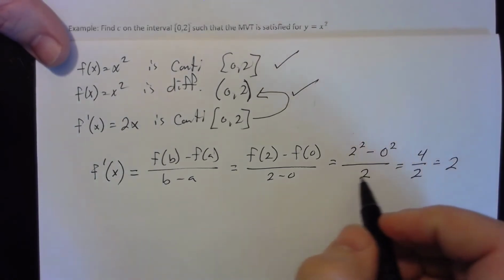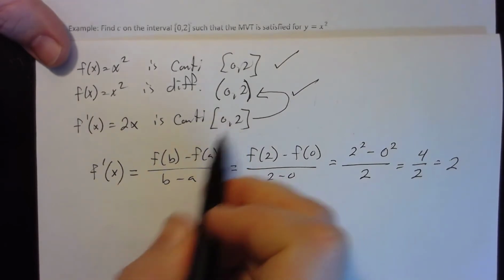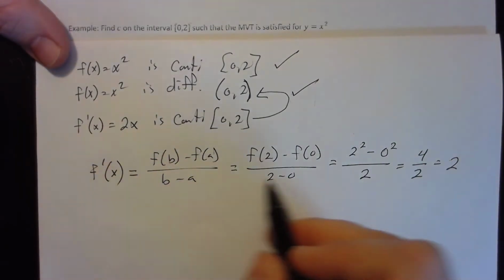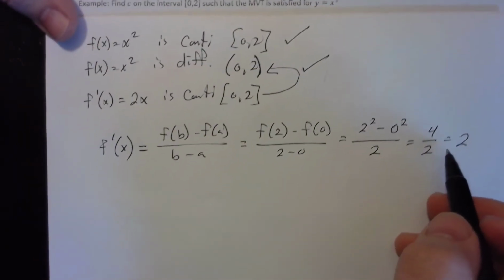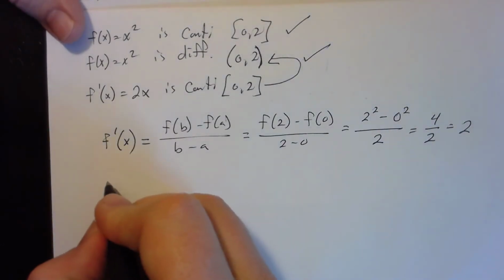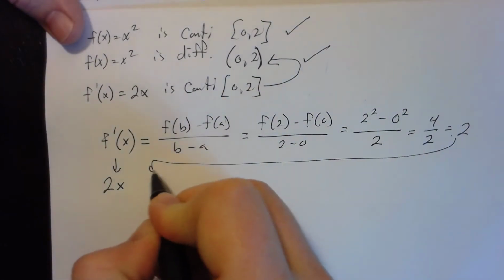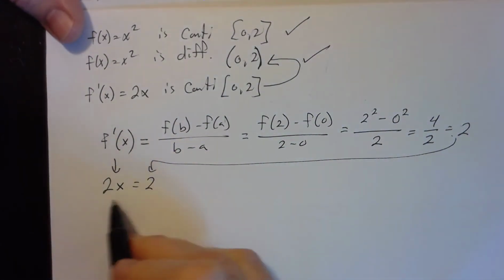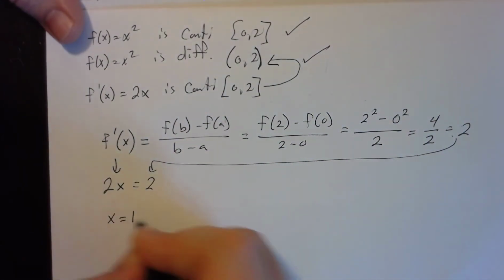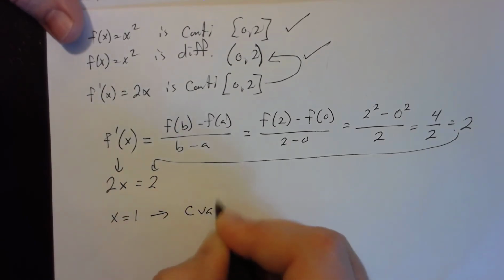So what we're trying to say is that somewhere on the interval from 0 to 2, the derivative function has to equal 2. So that's what I'm going to go ahead and set up. I'm going to say that the derivative function is 2x, and the average slope is 2. Solve for x. In this case, x equals 1, which is the c value we are looking for.